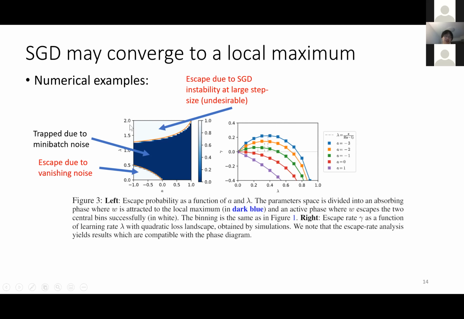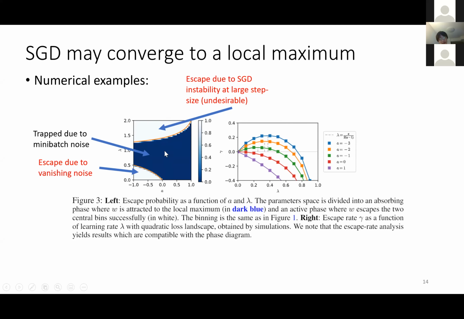This plots whether SGD escapes as a function of lambda, the learning rate, and A, which signifies the local curvature. When A is smaller than 0, as we discussed, we have the local maximum, so we mostly care about this half of the plane. There are three regions. The first region is the escape due to SGD instability at large step size. You notice that even if A is larger than 0, you still escape. That's a signature of the instability due to discrete-time nature of SGD.